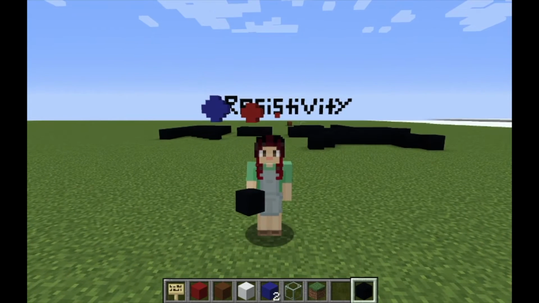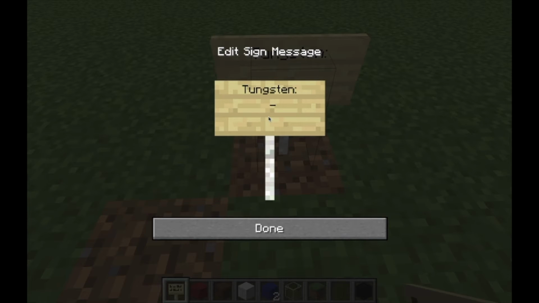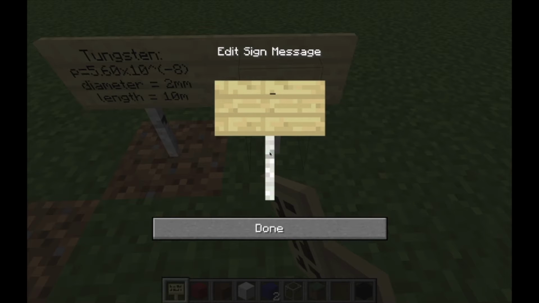Now we can do a practice problem. We have a rod of tungsten whose resistivity is 5.60 times 10 to the minus 8 ohm meters. This tungsten is 2 millimeters in diameter and 10 meters long. What is the resistance of this piece of tungsten?